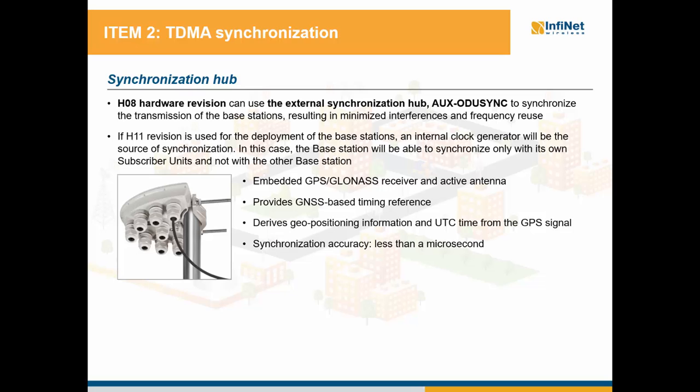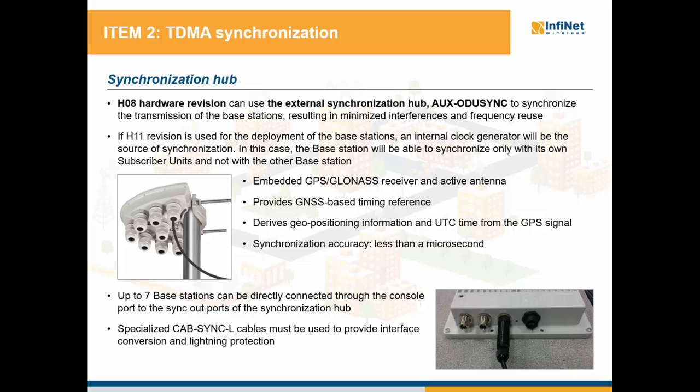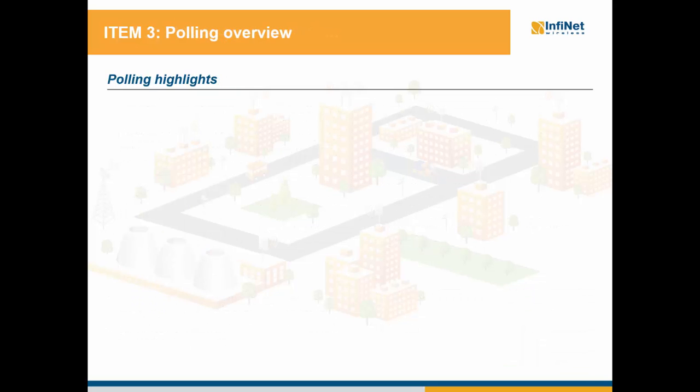preventing the interferences between co-located base stations, and in our case we discuss about up to 7 base stations. Also, the console port is present only in, as I said, the H08 hardware revision, and is used for receiving the clock source from the synchronization hub. The synchronization information that the base station receives from the hub are just power impulses. It's just a very small amount of information that the base station receives from the hub in order to set the clock.